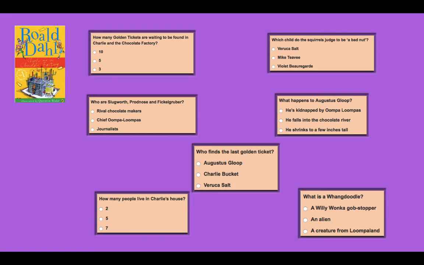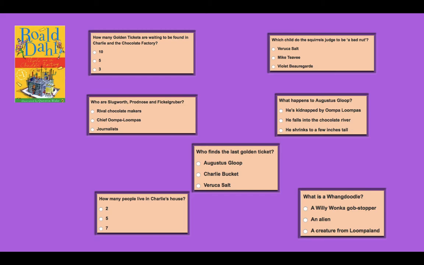Okay, let's mark. Who finds the last golden ticket? It's number 2, Charlie Bucket. How many golden tickets are waiting to be found in Charlie and the Chocolate Factory? It's number 2, 5. Can you remember all the characters, all the children who won golden tickets? Can you remember them all?